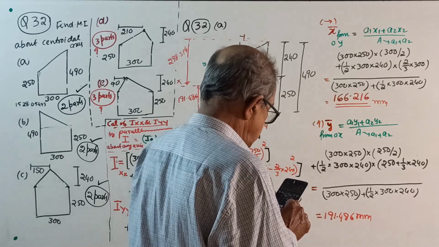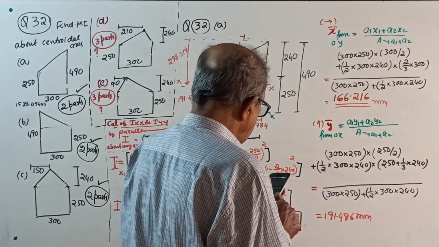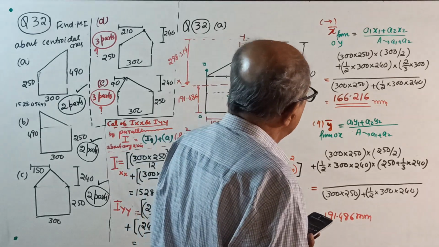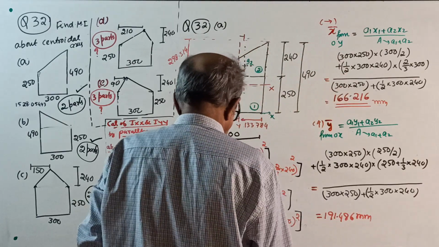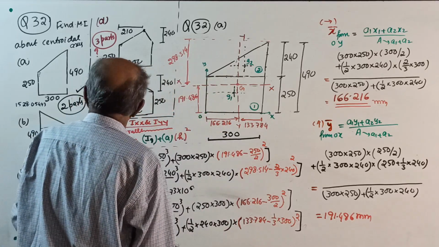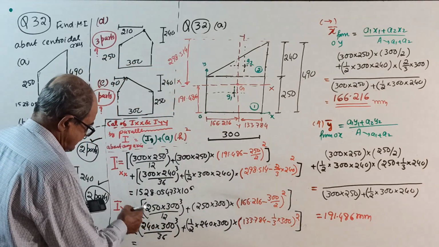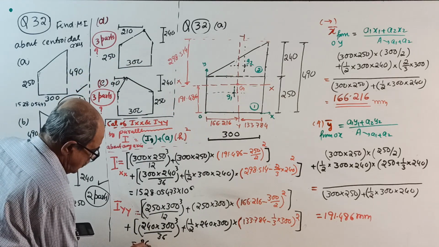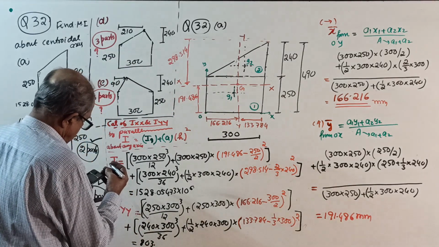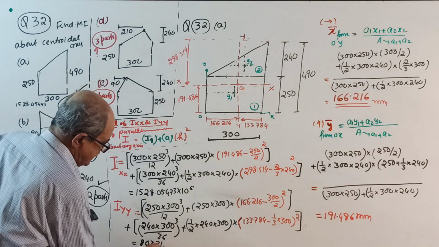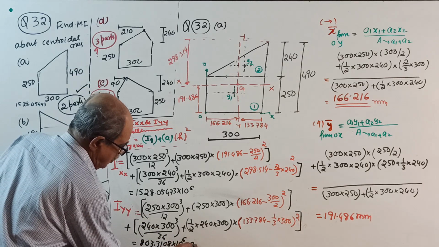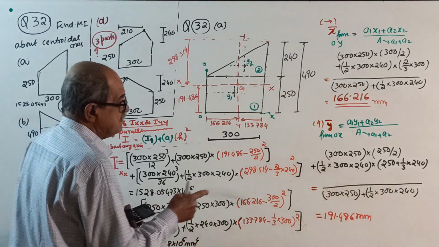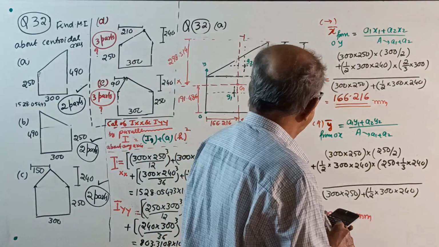Divided by 10 to the power 6, 803, but I got some other answer there. I am getting 803, I will check once again. There is a reason for it. See, I am getting 803.3108, 10 to the power 6 millimeter power 4. For some reason I want to check because when I calculated I got 631 there.